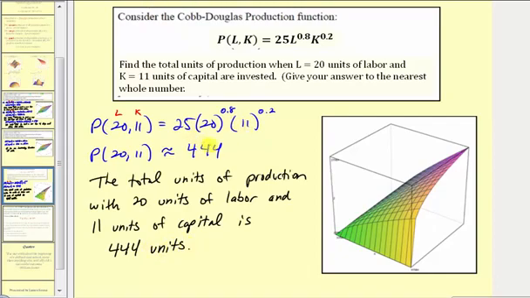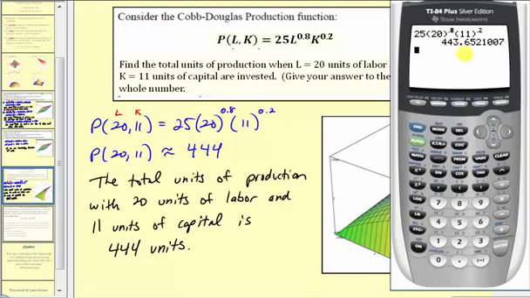Now we might argue that we should have truncated rather than round up, meaning we might argue that we should only have 443 units of production, because going back to the calculator, notice how the production does not reach 444, but our directions did say round to the nearest whole number, which we did do. So maybe they'll decide to invest a little extra labor or a little extra capital to make that last unit.